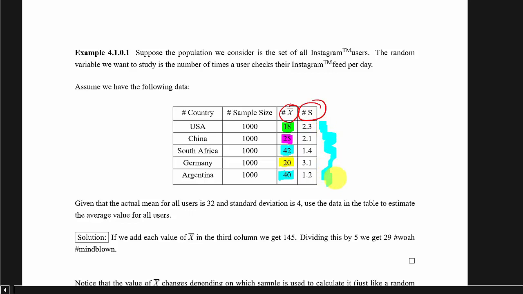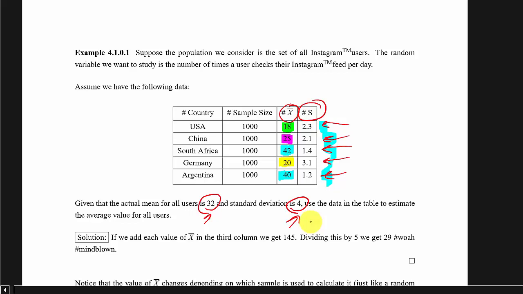Okay? So now, given that the actual mean for all users is 32. Now, when they're talking about all users, they're talking about all Instagram users, not the Instagram users from the US, not the Instagram users just from China or whatever. They're talking about all Instagram users in the world. The actual mean is 32 and the actual standard deviation is 4. So you can see how the means for each country individually are different from the actual mean.